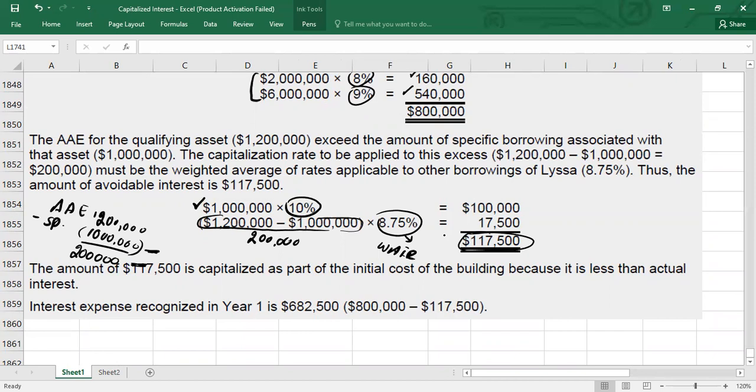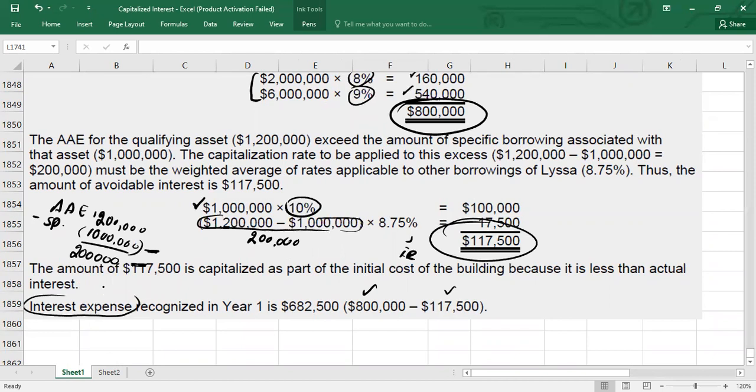Now maybe you want to see how much interest cost you need to record as an expense. So you will take the difference of actual interest, which is 800,000, and the interest cost which we need to capitalize, which is 117,500. The difference of these two you will record as interest expense. Okay, this is how you will deal with internally constructed assets.